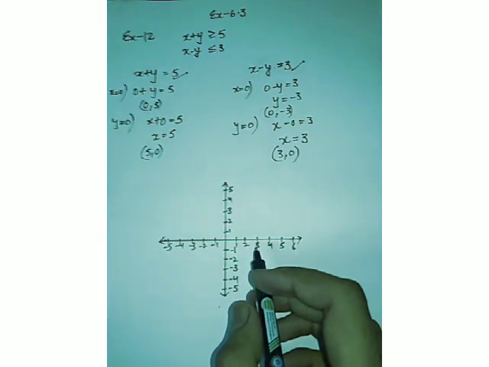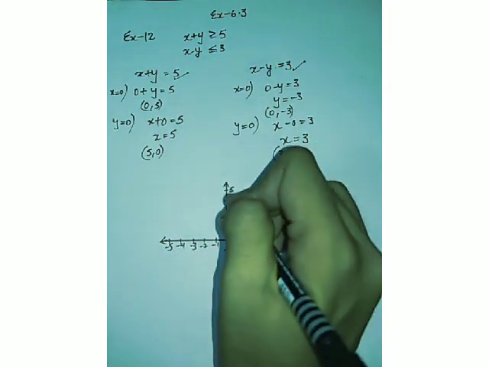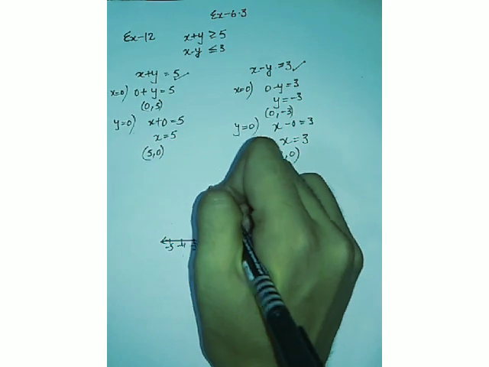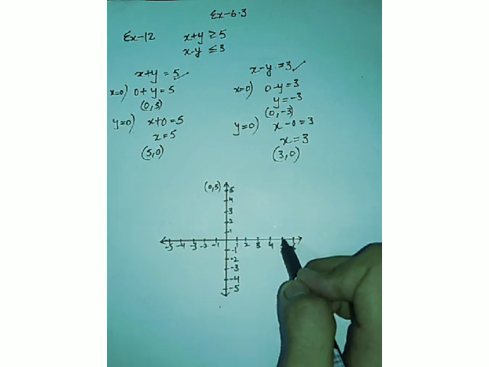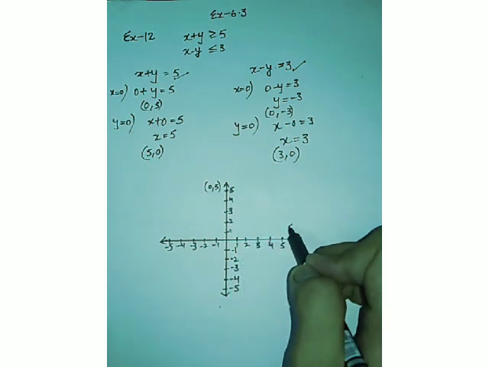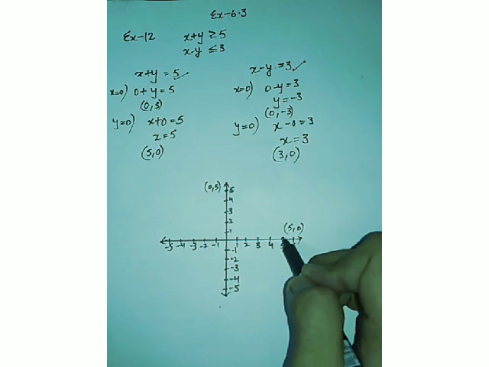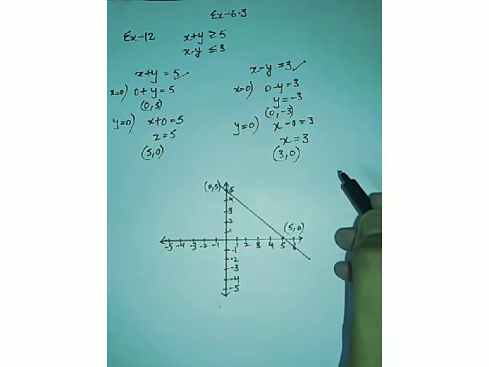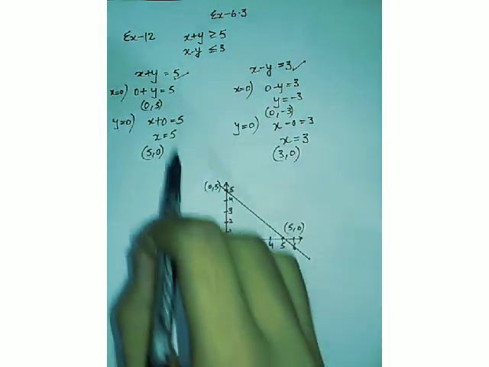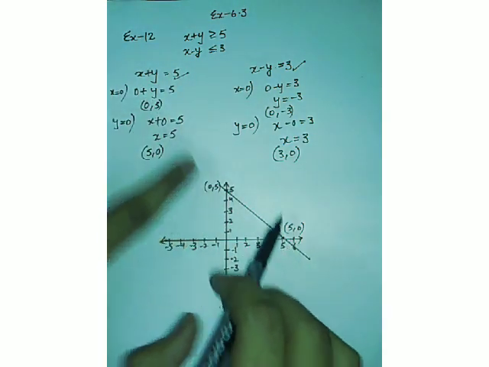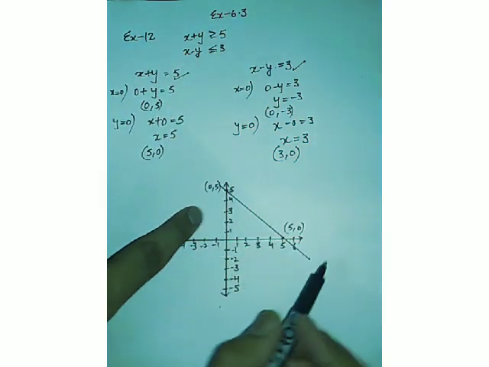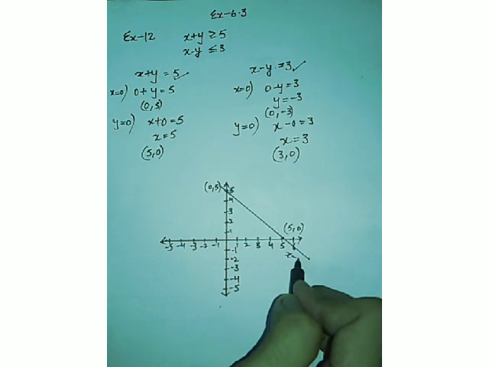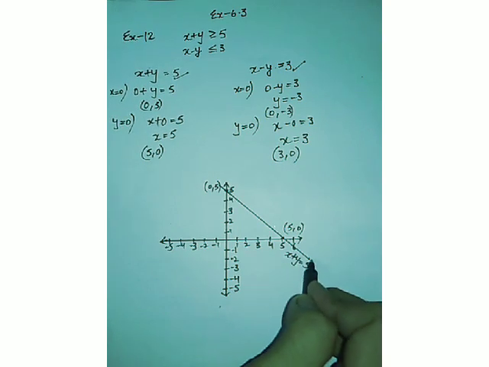Let's plot the points. First point is (0, 5). X coordinate is 0, y coordinate is 5. So it will be here only. Clear? Second one is (5, 0). So x coordinate is 5 and y coordinate is 0. So this point will be (5, 0). We'll join these points. Now we get a line. These points belong to this line, x plus y equals 5. So that is why you also have to write the equation. We will write here x plus y equals 5 because it's this line.